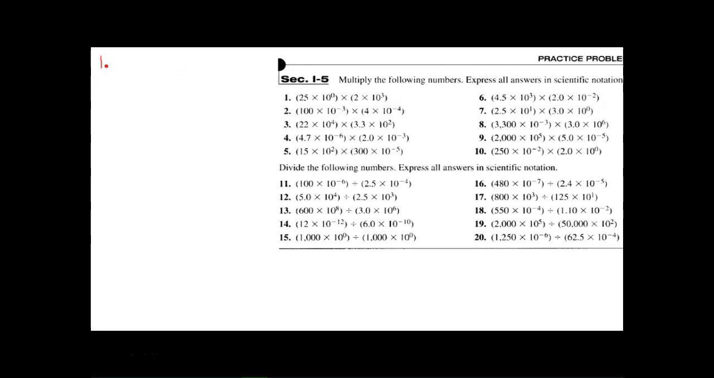So 25 times 2 is 50. 10 to the 0 plus 10 to the third is 10 to the third. For scientific notation, you would just move it forward one place and you'd end up with 5 times 10 to the fourth.